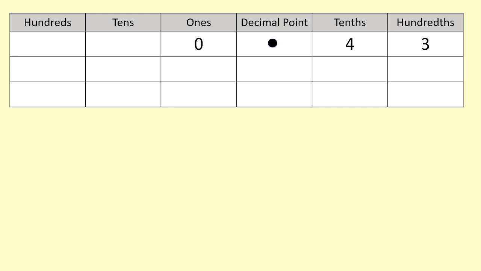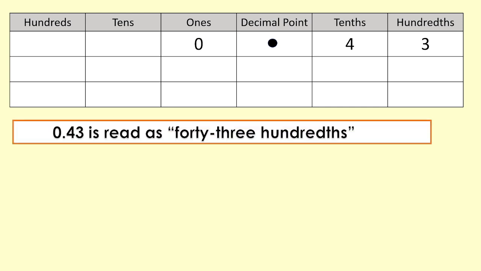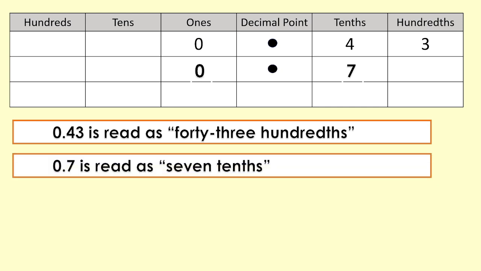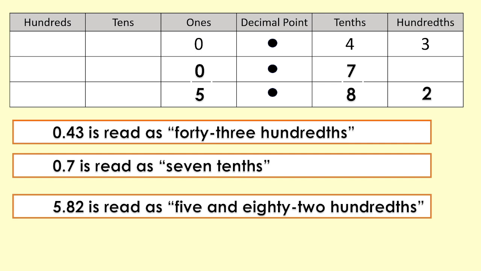How about 0.43? 0.43 is read as 43 hundredths. Next, 0.7 is read as 7 tenths. 5.82 is read as 5 and 82 hundredths.